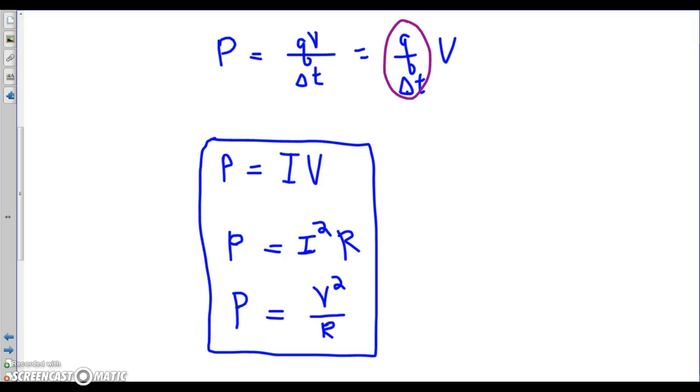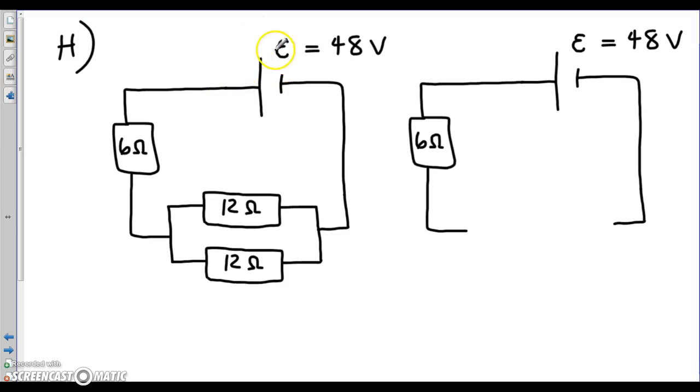Here's an example. We have a battery of EMF 48 volts. This is part H from number 30 in your notes. The EMF is 48. The long end represents the place, the big end represents the terminal where charges have big energy. So this is the positive terminal. The other terminal we call the negative terminal. Positive charges flow out from the positive terminal.